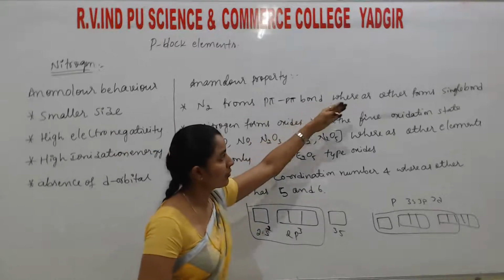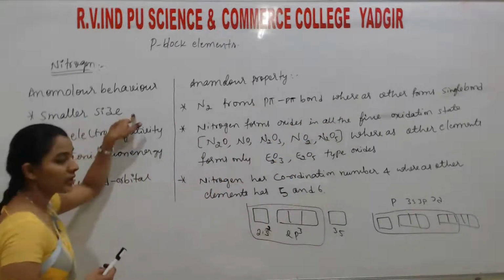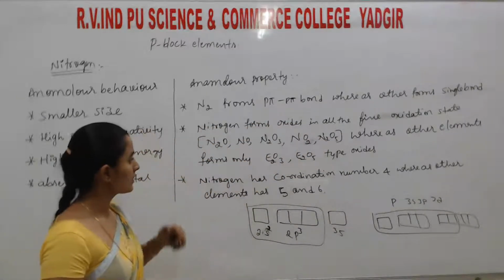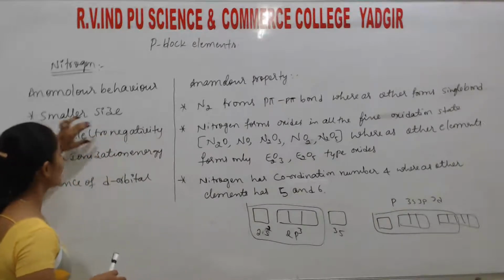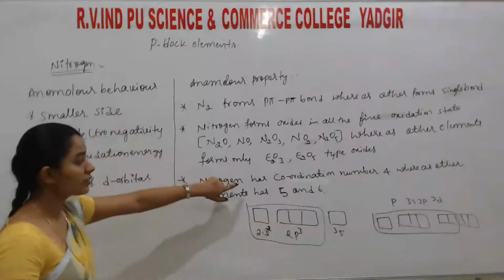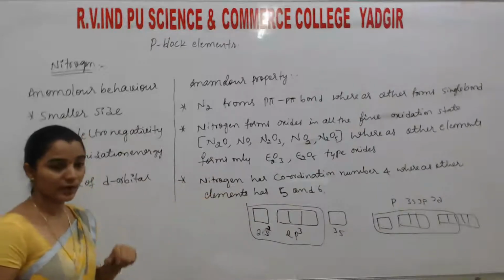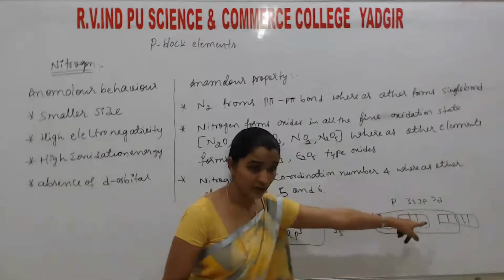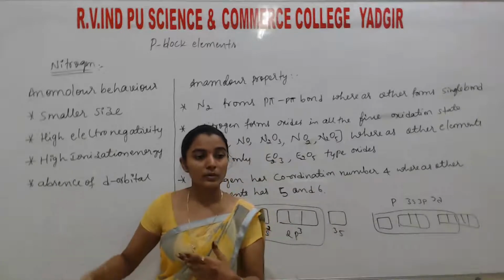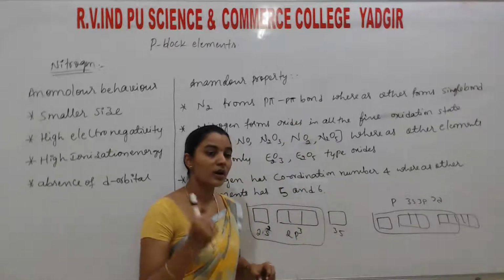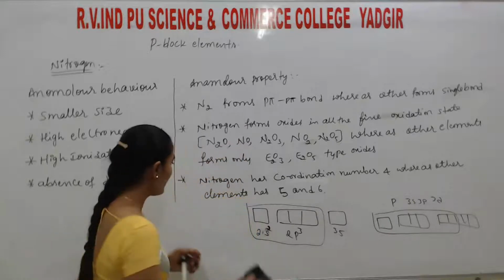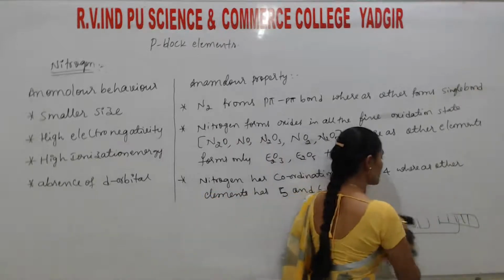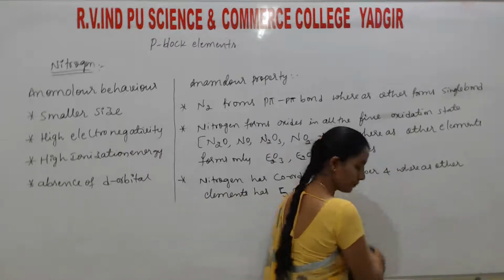Listen, I am telling you. Nitrogen forms p pi bonds, whereas other elements form single bonds. The reason is smaller size. Nitrogen forms oxides in all the 5 oxidation states, whereas other elements form only E2O5. The electronegativity is more. Next, nitrogen has coordination number 4, whereas other elements have 5 and 6, because of the absence of d orbital. Here there is no d orbital, here there is a d orbital. These are the reasons why they behave differently. These are the properties of how they behave differently.